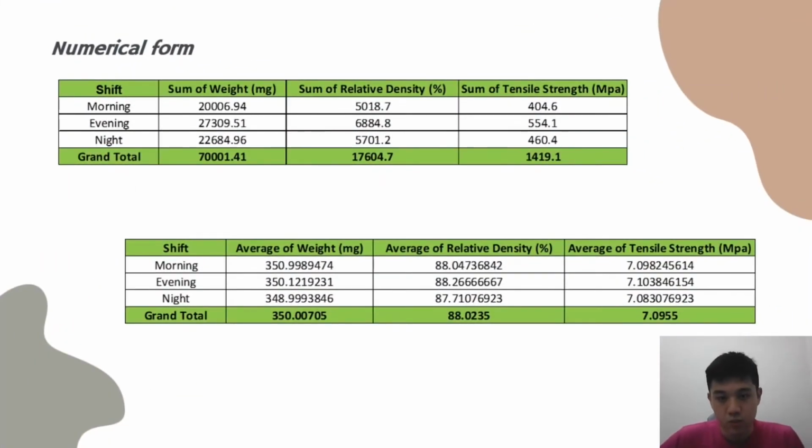We extract this data into numerical form, tabular form, and graphical form. First, we can see the sum of weight for different shifts and the grand total, the sum of relative density, and the sum of tensile strength. Next, at different shifts, we also get the average of weight, average of relative density, and average of tensile strength.